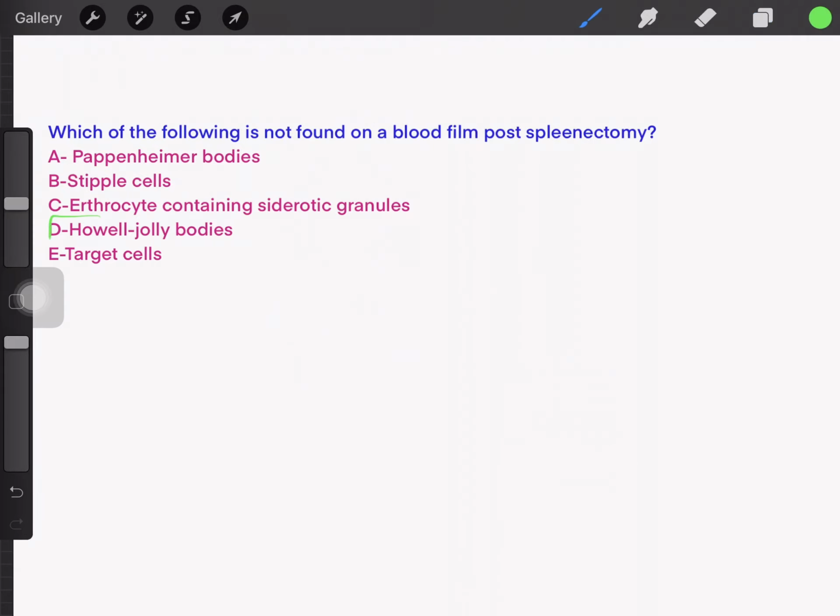Now we talk about Howell-Jolly bodies. These are famous bodies, asked multiple times in exams. Howell-Jolly bodies are again because of DNA, heme structures which are there, which are not removed by the spleen, and hence they are seen in the post-splenectomy state.